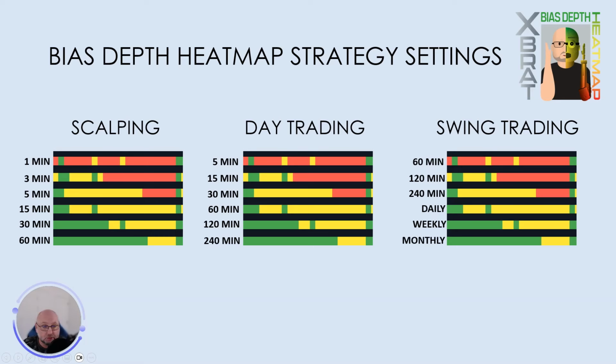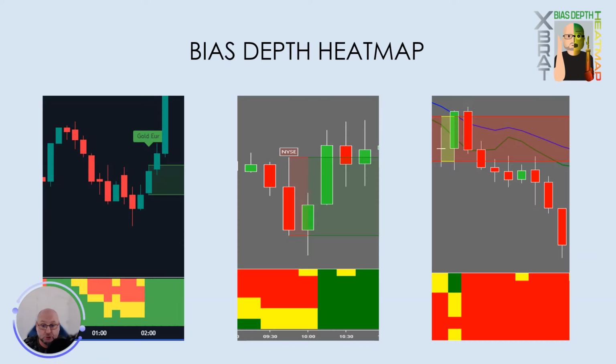So some simple examples on how to use it. These 3 examples are using our range breakout indicator. So that's the signal. In the first instance on the left, we've got the European gold pit open. The opening range is identified here. The range is actually identified as green, it's bullish. But when we look down on the BIAS Depth Heatmap, all 6 time frames are green. That's a go. We take the trade out of that range and it goes.